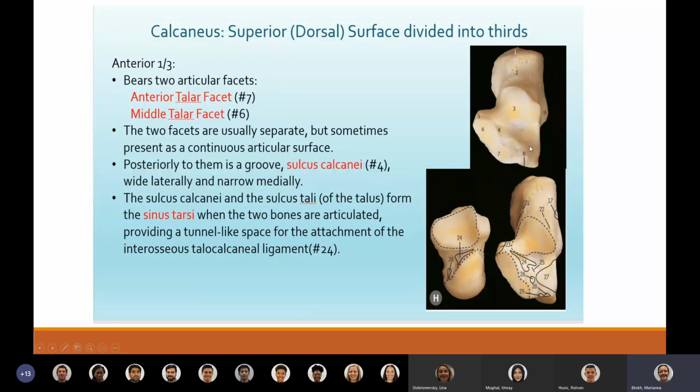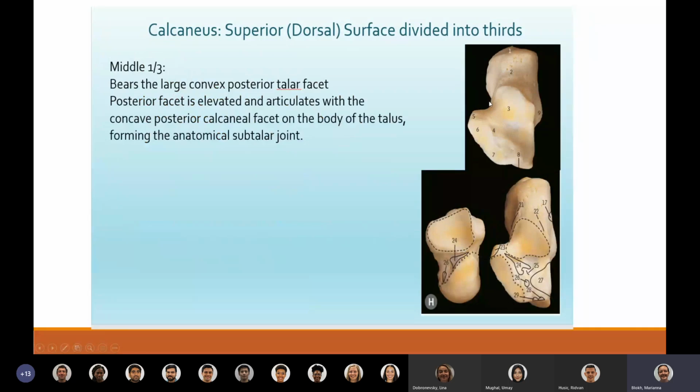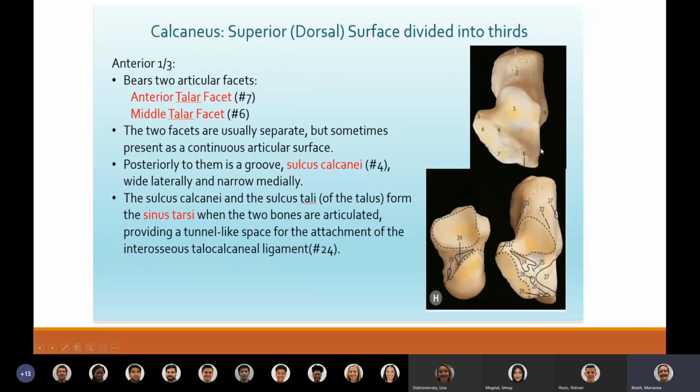Posterior to them, behind them, we have our sulcus. Our sulcus is right here, the sulcus calcanei, because it's the calcaneus. What's important to note about it is that, when you look at it, this is the medial side and this is the lateral side. The sulcus calcanei is actually very wide laterally versus medially, okay?